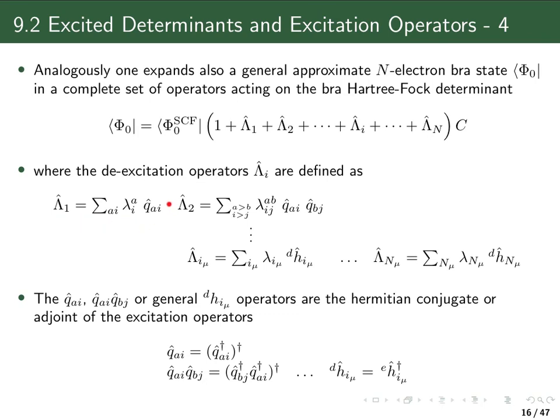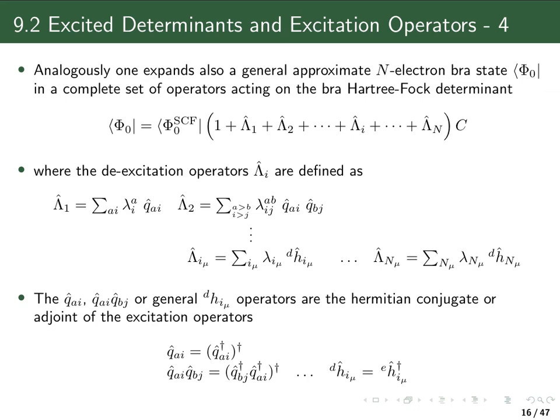So they are a linear combination of single de-excitation operators, double de-excitation operators, or general i-tuple or n-tuple de-excitation operators weighted with some coefficients. And those coefficients lambda here, which are normally called the lambda amplitudes, are a priori not related to the T amplitudes, so they are different. Different amplitudes, different coefficients.